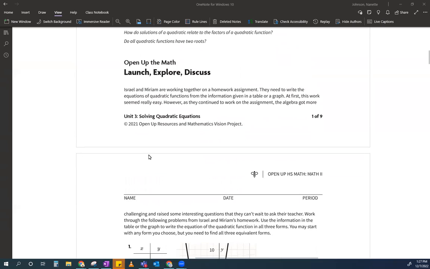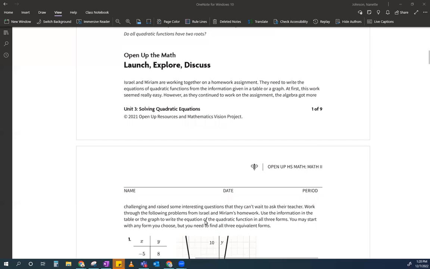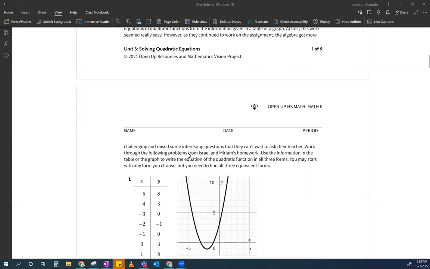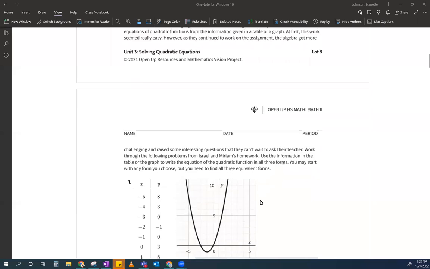So let's move on. Israel and Miriam are working together on a homework assignment. They need to write the equations of quadratic functions from the information given in a table or a graph. At first, this work seems really, really easy. However, as they continue to work on the assignment, the algebra got more challenging and raised some interesting questions that they can't wait to ask their teacher. Work through the following problems from Israel and Miriam's homework and use the information in the table or graph to write the equation of the quadratic function in all three forms. You may start with any form you choose, but you need to find all three equivalent forms. Okay, so there goes the answer to one of those questions, right?